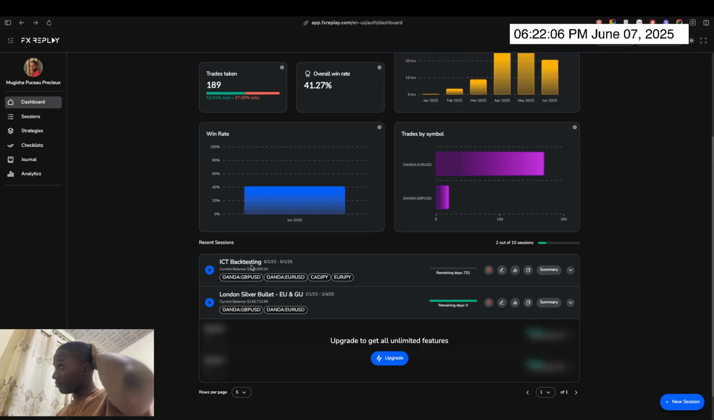And so we finished this London Silver Bullet on EU and GU. So I'm going to do backtesting some ICT, and our entry model will be just look for a POI, version of a POI, then we find a sweep. After the sweep, maybe we enter after a shift, and then we enter on a breaker or an order block. So we are going to learn how this model works and apply it.